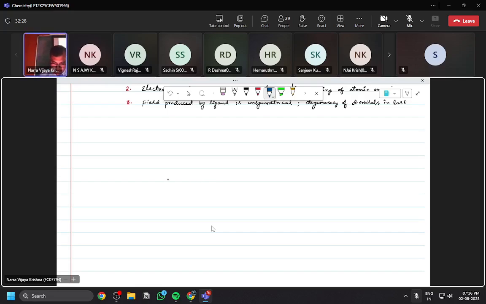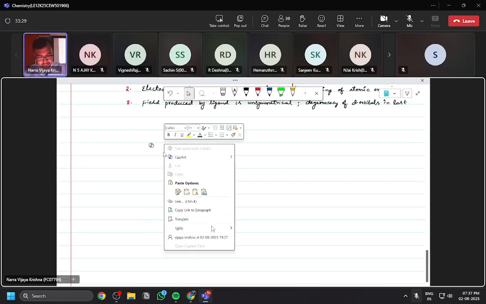Assume these are the 5 degenerate orbitals. If you want, you can name them also: dxy, dyz, dzx, dx square minus y square, dz square. Now, when a ligand is approaching, what happens to the electrons of the ligand and the d orbital electrons? They will repel because of the field around the electron cloud of the ligand. Because of repulsion, what happens to the net energy? It increases.